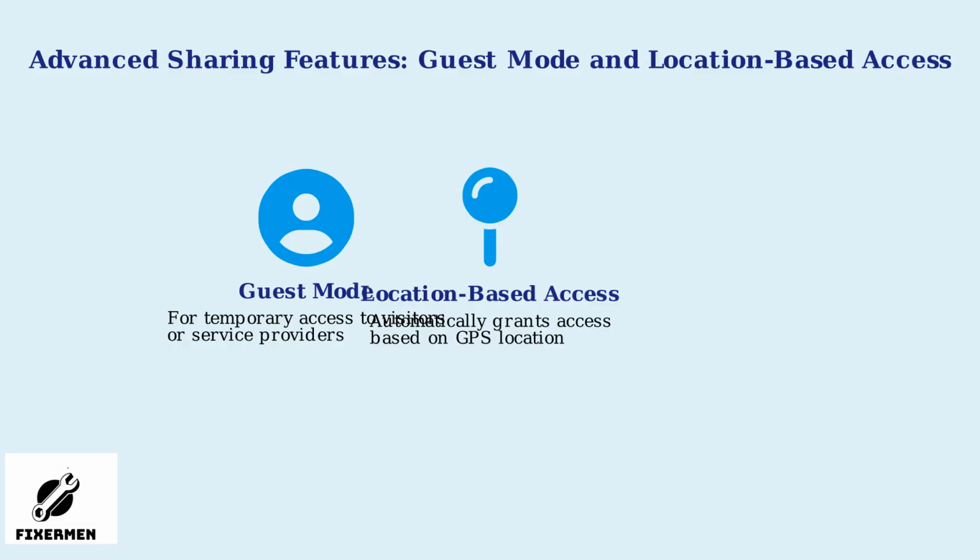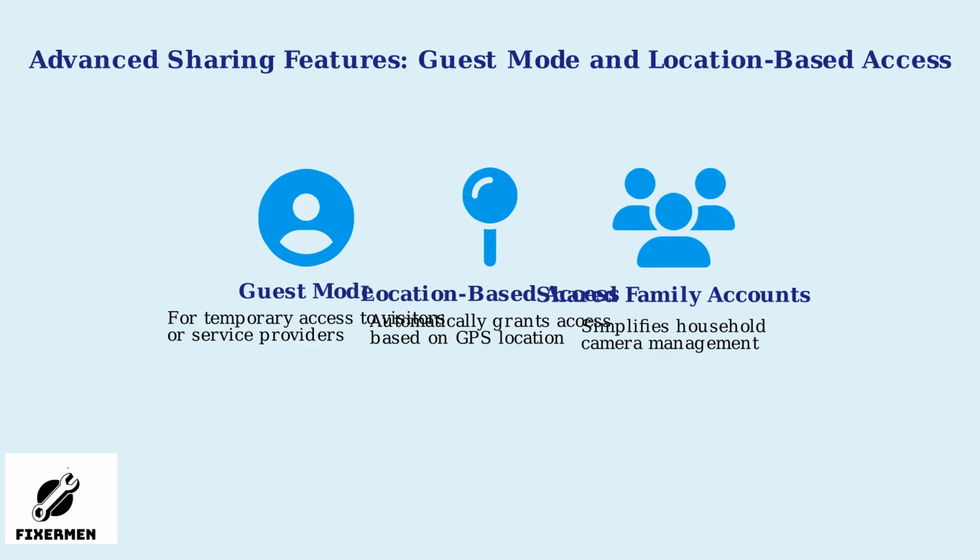Location-based access automatically grants permissions based on GPS location, making it ideal for family members who come and go. Shared family accounts simplify management across multiple household cameras and users. Remember that all sharing should comply with local surveillance laws, particularly when recording public spaces.